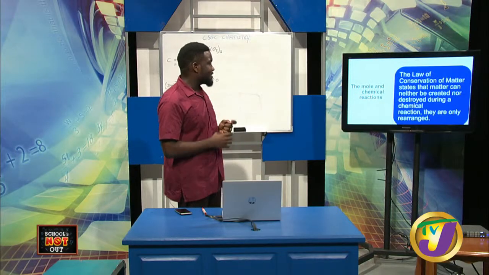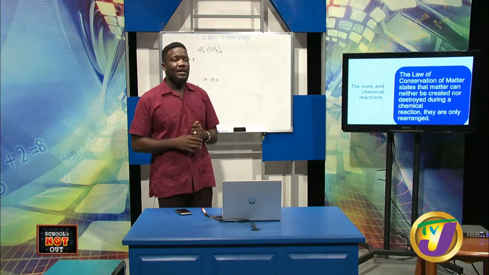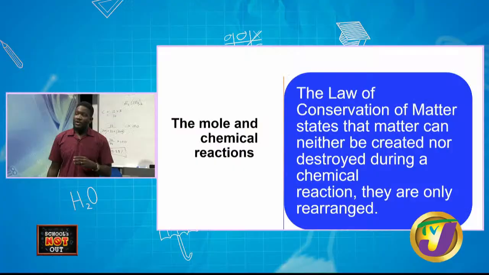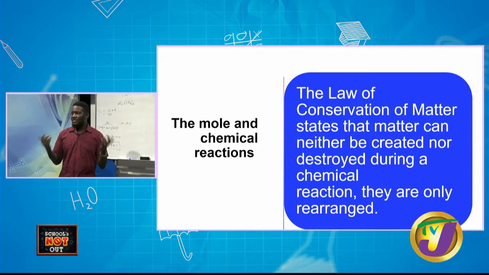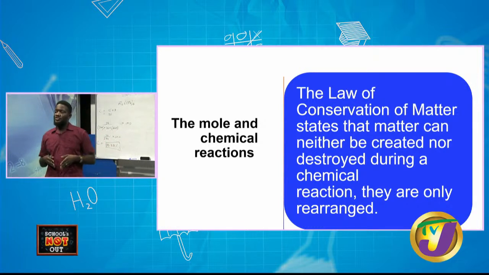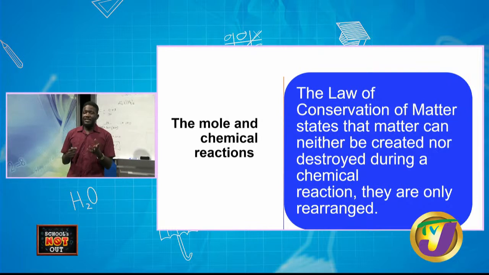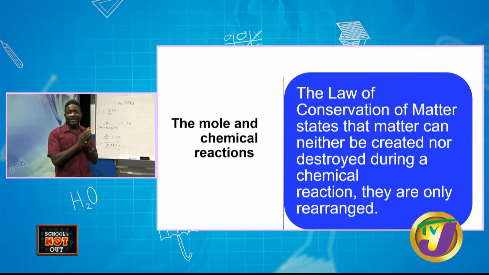All right, so now let's look at the mole and chemical reactions. Now we all know about a few laws of conservation. But in chemistry, what it is saying is that matter can neither be created nor destroyed during a chemical reaction, right? They are only rearranged. So when you combine hydrogen and oxygen and you get water, which is H2O, the same amount of hydrogen you start off with, the same amount of hydrogen must be in your end product.